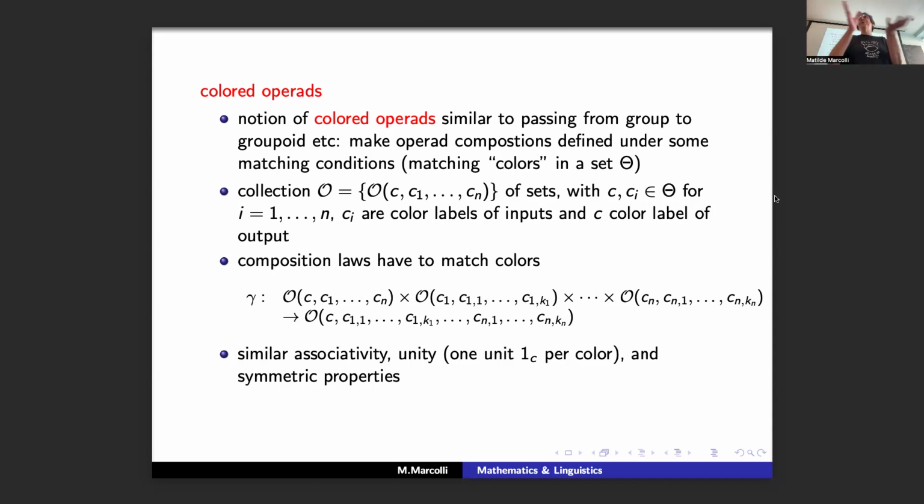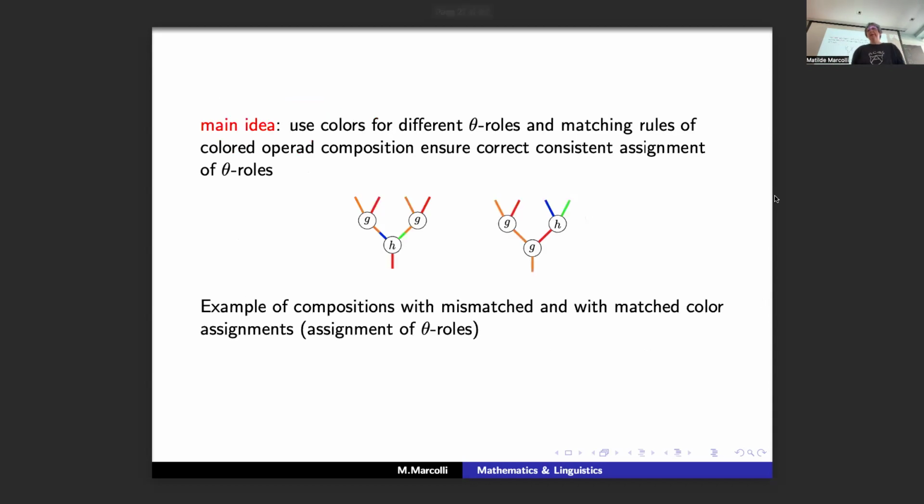It's exactly like composition in a groupoid, which happens only if the arrows pass through the same target and source. And of course, when you require that there's a unit for composition, now you have a unit for each color, because that has to plug in the right one. I mean, this would not be a good composition in my colored operad because I have a mismatch of colors. This would be a good composition in my colored operad. And so, that's the idea.